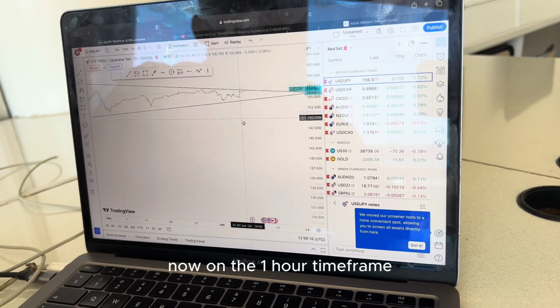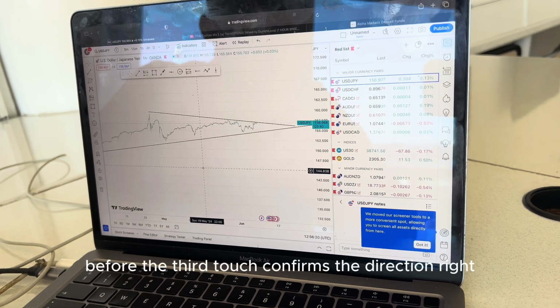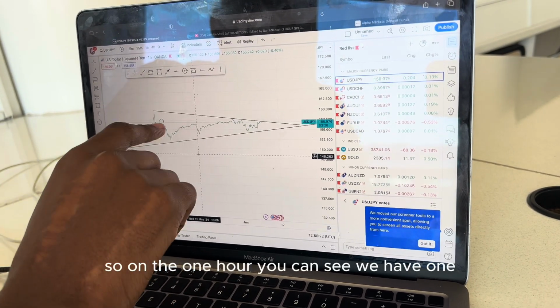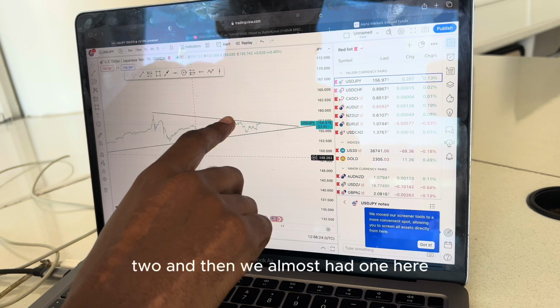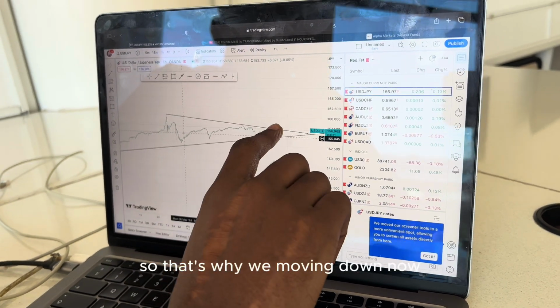Now on the 1 hour time frame, remember with all the YouTube videos that you have watched before, that third touch confirms the direction. So on the 1 hour, you can see we have 1, 2, and then we almost had one here, but we have a third one right here that just hit. So that's why we're moving down.